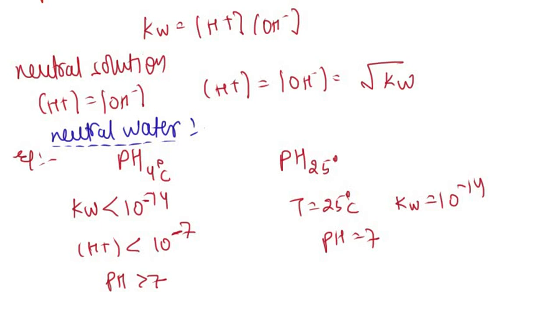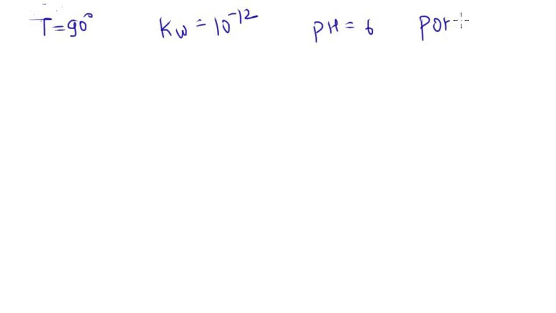So if we take that example, when we increase the temperature up to 90 degrees centigrade, we have seen the value of Kw is 10 to the power minus 12. So the pH of the solution comes out to be 6, and pOH is also 6.